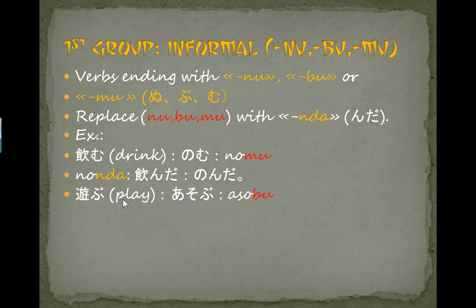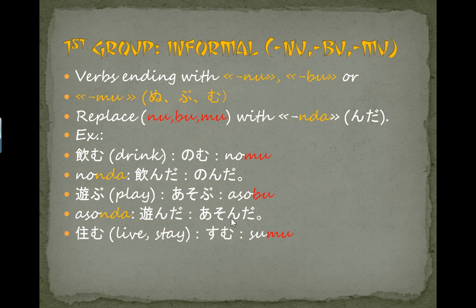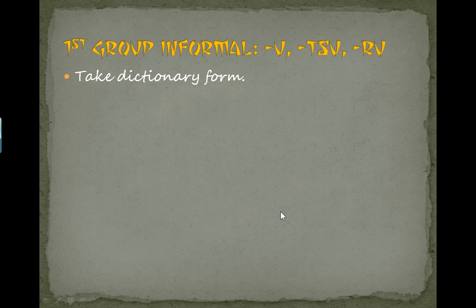Asobu, which means to play. You remove the bu and you replace it with nda, so it becomes asonda, which means played in the past. And finally, sumu, which means to stay somewhere, to live somewhere, becomes sunda in the past. So you see, it's very simple. Three different endings, but they are replaced by the same suffix. And this is the last one for the first group, informal past.